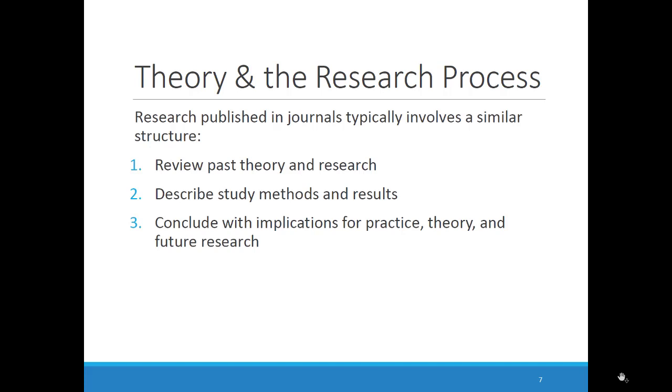In terms of the research process, research published in journals typically involves a similar structure, and you may have seen journal articles like this. First, they review past theory and research to say what has been done and what we know could possibly apply to this situation or to this research question. Second, they describe the study methods and results. And third, they conclude with implications for practice, theory, and future research.